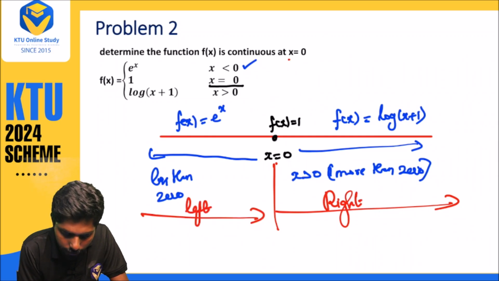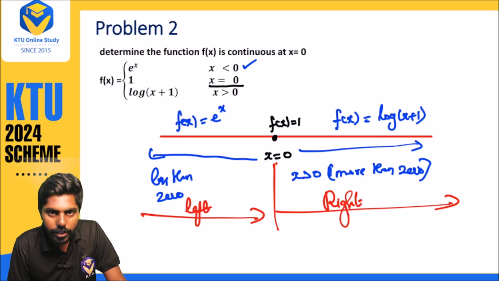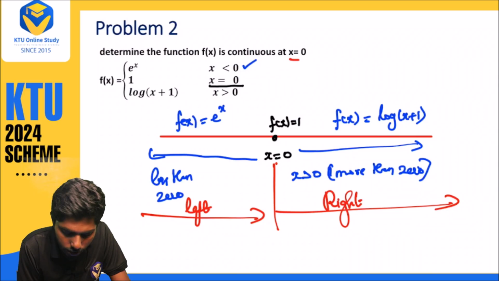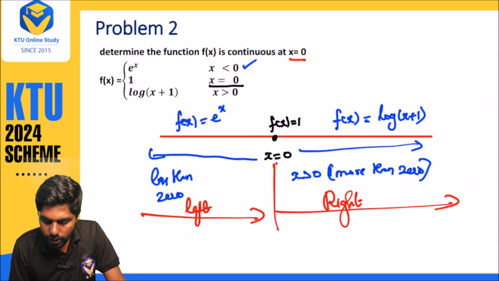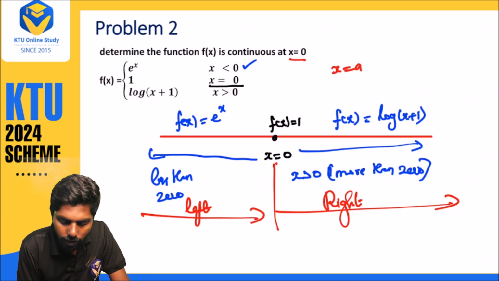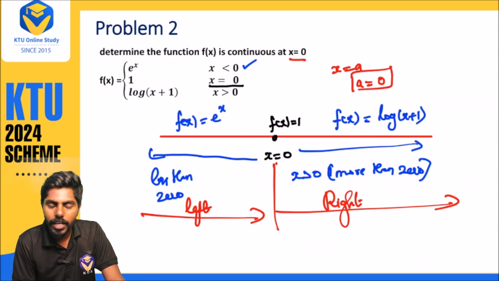The thing they have given is f. What is the information they have given? That is x is equal to 0. The x is equal to 0 means they are indicating x is equal to a. That is, our a equal to what? Our a is nothing but 0. So x is equal to a equal to 0.